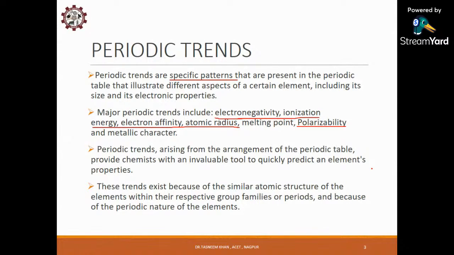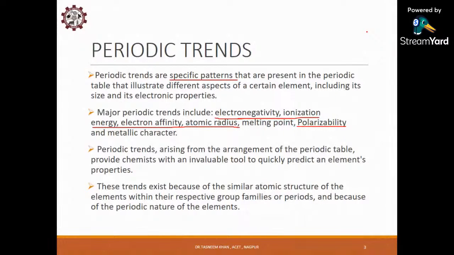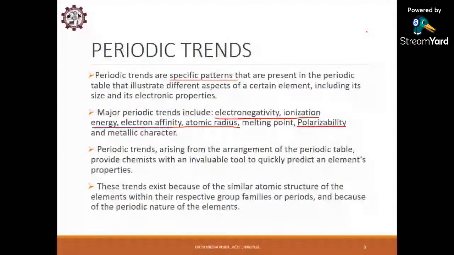The periodic table has been arranged on the basis of atomic number. So the atomic number basically increases by 1. Okay, by unit it has been increasing, so you can easily predict the properties of the elements. So let's talk about electronegativity.